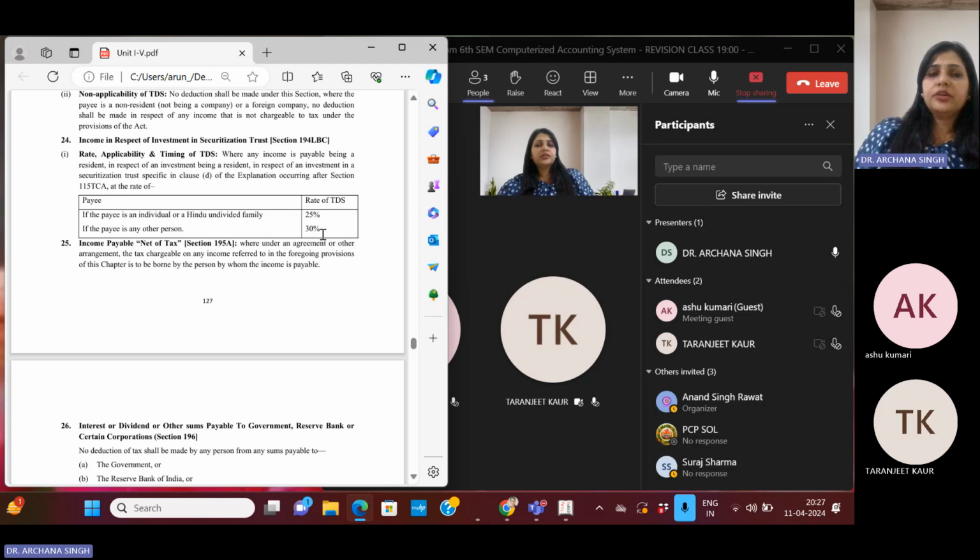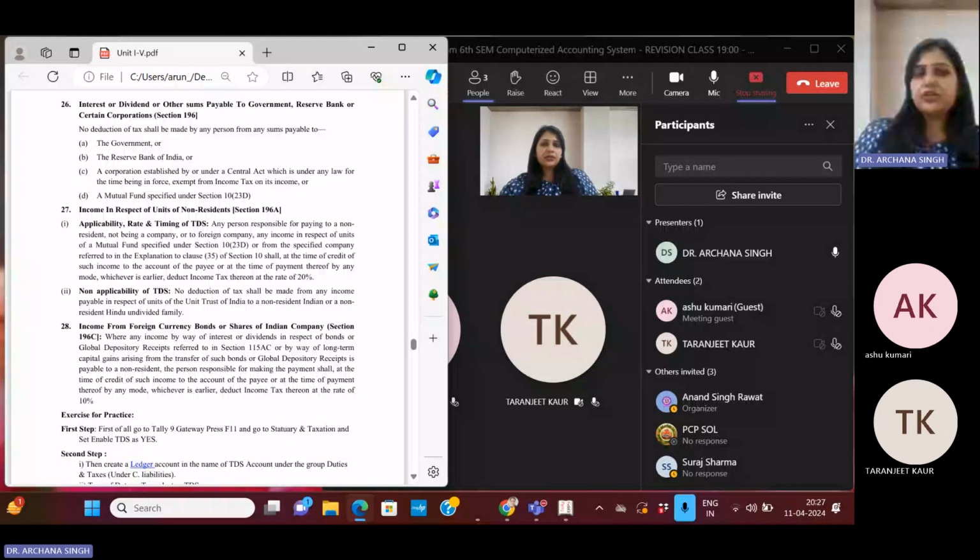Then income payable net of tax है तो वहां पे agreement है और that is to be borne by the person whose income is payable. Then interest or dividend or other sum payable to government, Reserve Bank or certain corporations, तो वहां पे कोई deduction नहीं होगा टैक्स का. Any person from any sum payable to Government, Reserve Bank of India, and a corporation established by or under a Central Act which is under any law for the time being in force exempt from income tax on its income, and a mutual fund specified under section 10(23D).